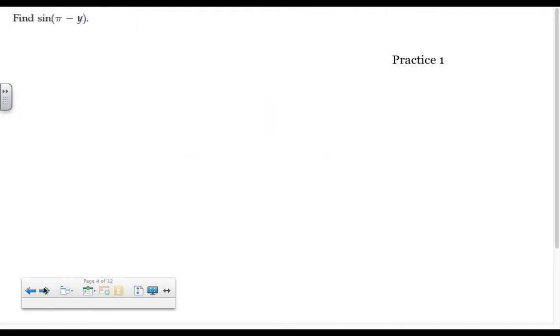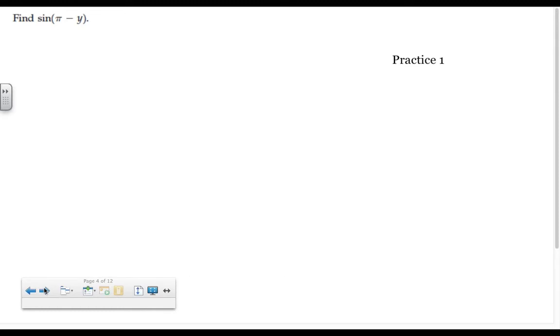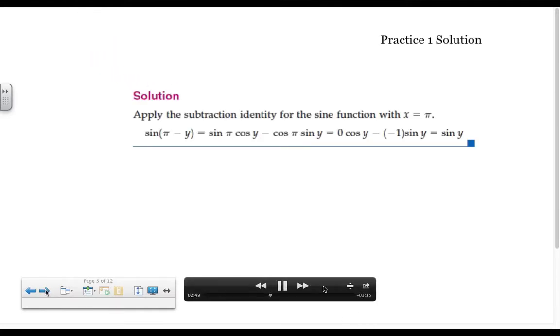Okay, practice one. So you're going to try this one on your own. Go back to those rules, plug them all in, and see what you can do with them. Okay, so here's your solution. We use the rules and we end up with sine pi cosine y minus cosine pi sine y. And that gives me 0 cosine y minus -1 sine y, which gives me just a positive sine y.